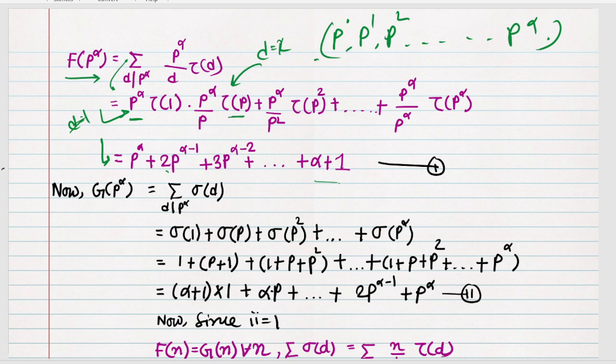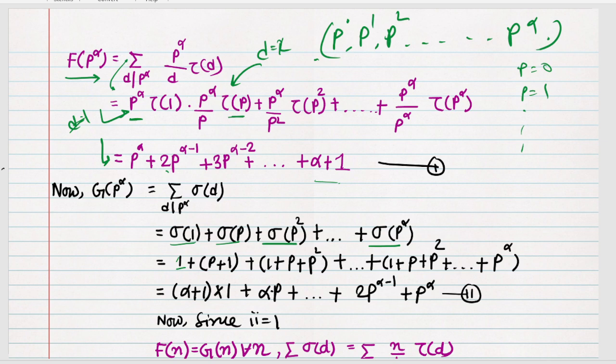So if we focus on g of p raised to the power alpha, similarly we have sigma of 1, sigma of p, sigma of p square. For p raised to the power 0 we have sigma of 1, for p raised to the power 1 we have sigma of p, for p square we have sigma of p square, and so on, up to sigma of p raised to the power alpha. We know that sigma of 1 is always 1, and sigma of p is p plus 1, because the sum of the divisors of a prime is always p plus 1.